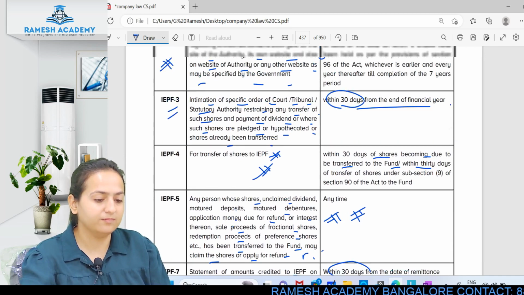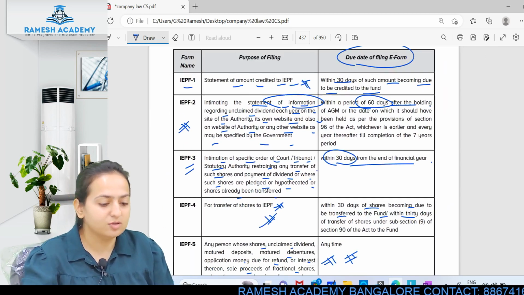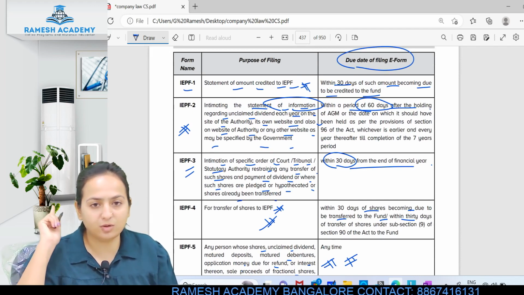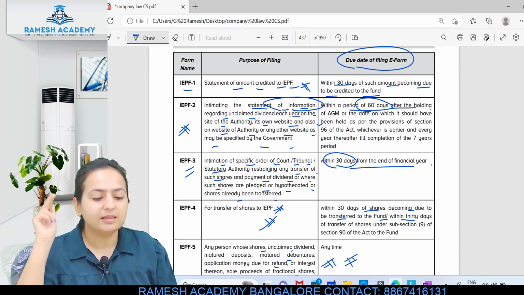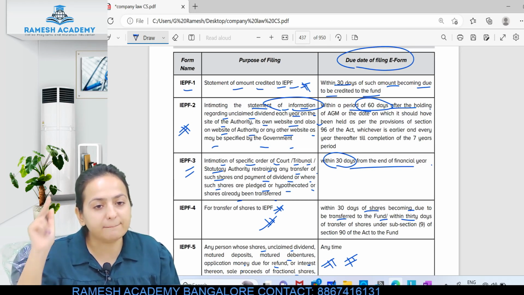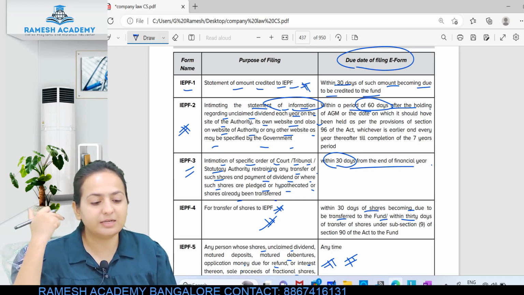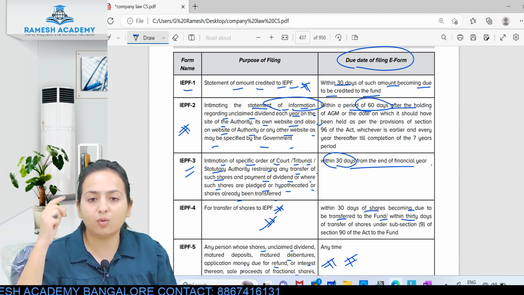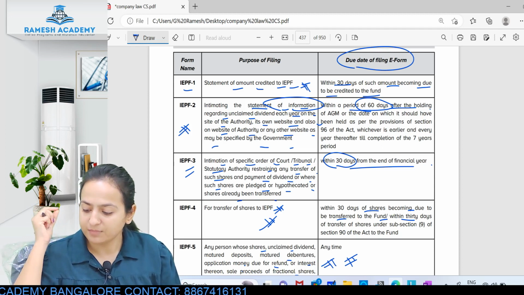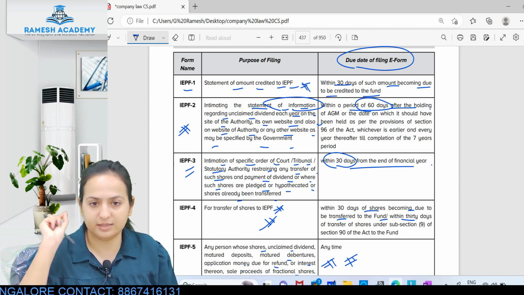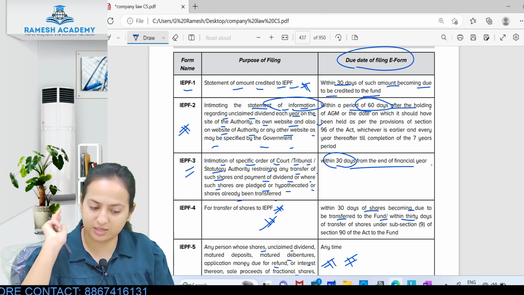You have to simply tell the authority. So IEPF 1, 2, 3, 4, 5, 7 we have studied. 1 is the statement of the amount credited. Then 2 is a statement of information that needs to be given on the website of your company and the website of the authority. IEPF 3, when the court or the tribunal or the state authority restrains any transfer involved, within 30 days you have to file the statement of the financial year.